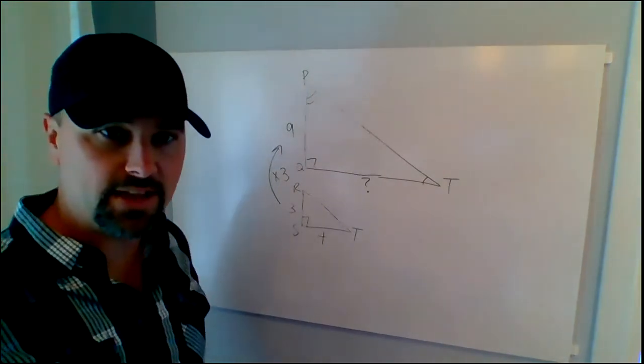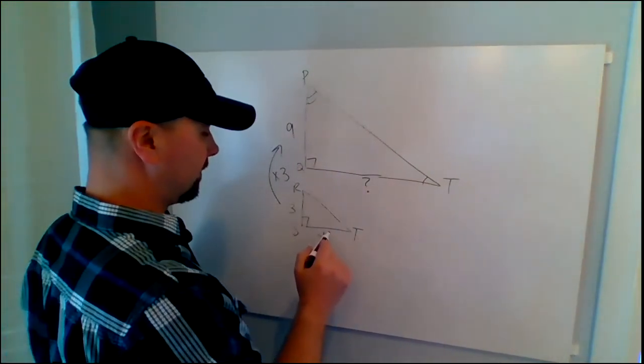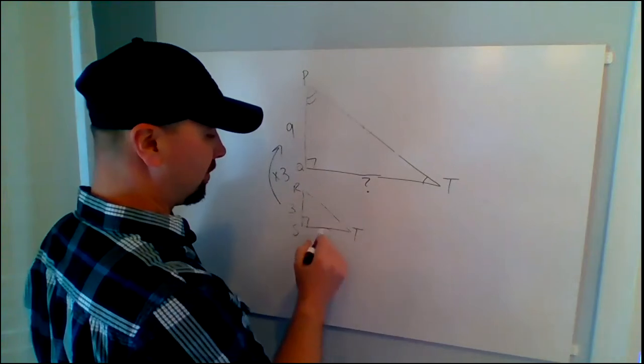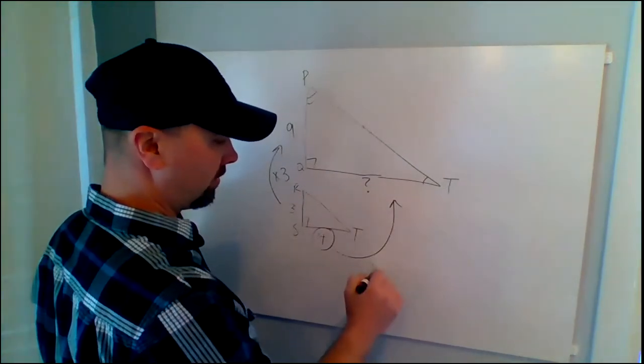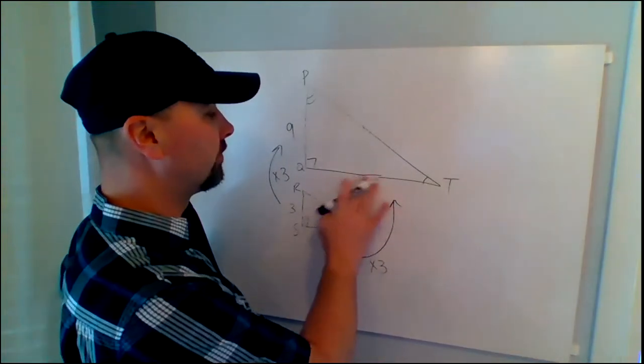Okay, so if you can see that, apply that rule to every side. That means this side is going to be 3 times more than 4. 3 times more than 4 would be 12.